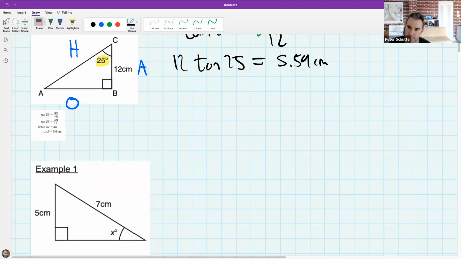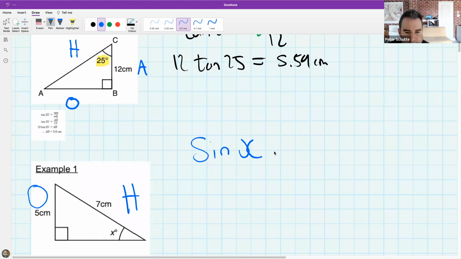I got the answer for the second. Okay, talk me through your thinking. What was your first step? Firstly, I saw that in the triangle we are given the sides of hypotenuse and the opposite side. Okay, so we're given H and O. And then I knew that we'll be using sine, so I said sine x is equal to 5/7.